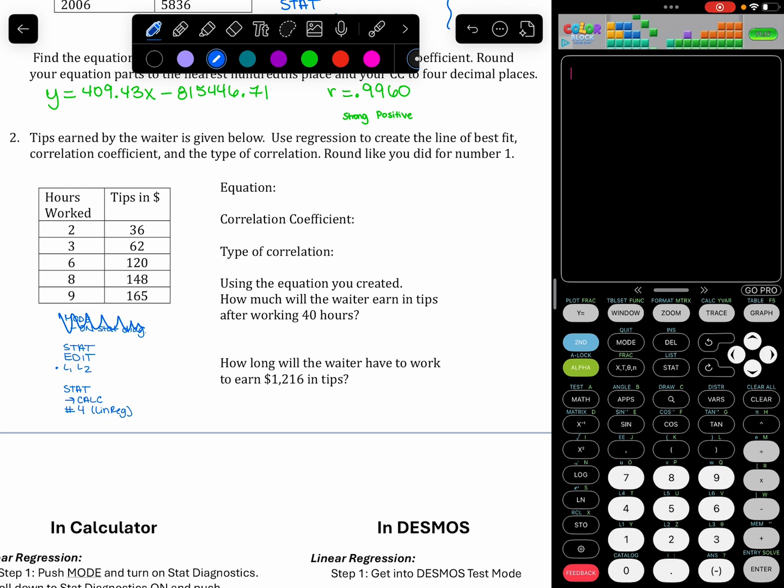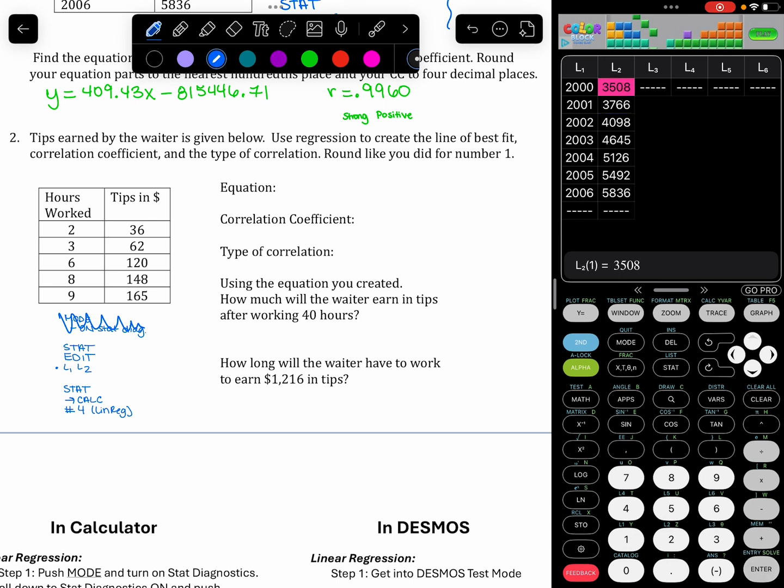Okay, so it says tips earned by the waiter is given below. Use regression to create the line of best fit, correlation coefficient, and the type of correlation. Round like you did for number 1. The first thing we want to do is get our equation, so I have to plug my table into my calculator. I'm going to go to stat, and go to edit. Just hit enter, and then you start typing in numbers on top of these numbers, or you can hit the button above stat, which says delete, and it will delete all of those values out of the table for you. Don't delete the column, like don't go all the way up to L1 and delete that.